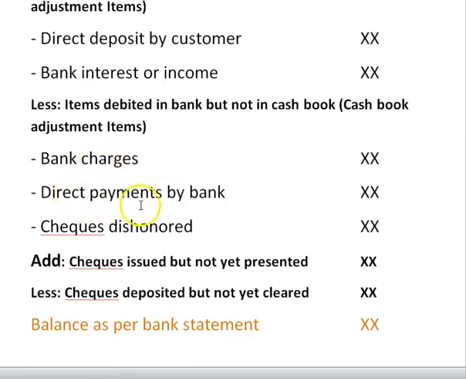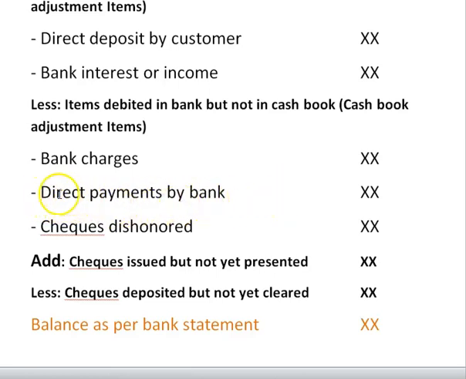The next one is direct payment by the bank. These are also payments made for you by the bank. Maybe it's things like standing order. You may have given the bank standing order to pay certain payments for you from your bank account. So they don't notify you for such. Example is subscription. You may be paying subscription for a particular service a particular company is rendering to you.